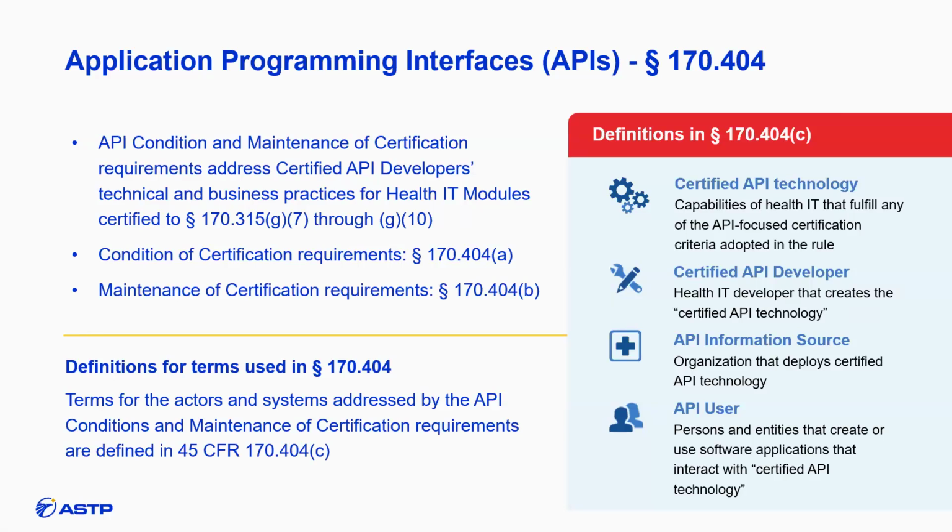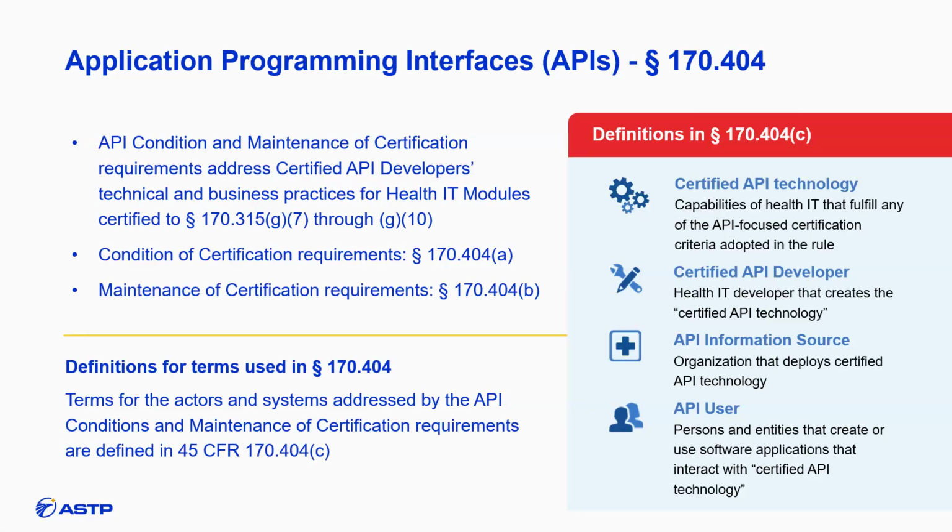I thought we would start with some definitions. We defined terms that we use throughout the condition and maintenance of certification requirements in 170.404(c). These are certified API technology, certified API developer, API information source, and API user. Certified API technology is technology in health IT modules that are certified to G7 through G10. Certified API developers are any health IT developers that create certified API technology.